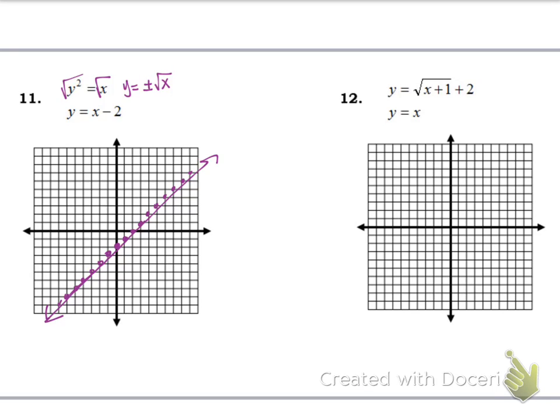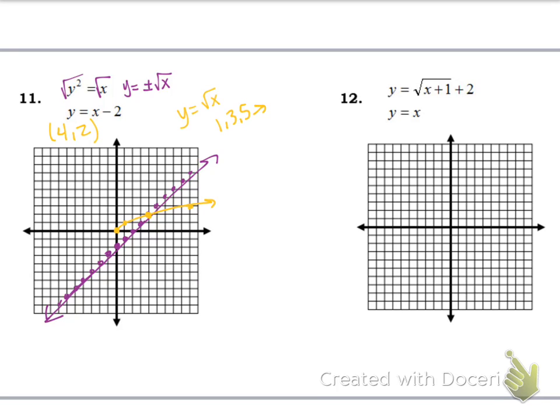Alright, so we're going to do the positive square root of x first. So he starts at 0, 0. It's 1, 3, 5 right. So I go up 1, right 1, up 1, right 1, 2, 3, up 1, right 1, 2, 3, 4, 5. Okay, so there's one crossing, so we have one solution of 4, 2.